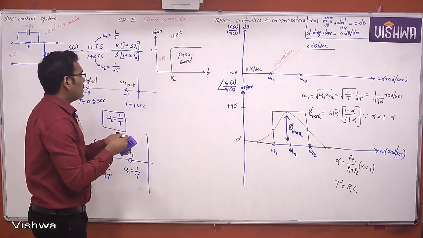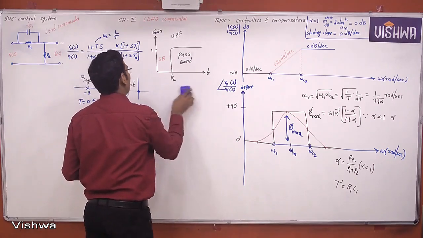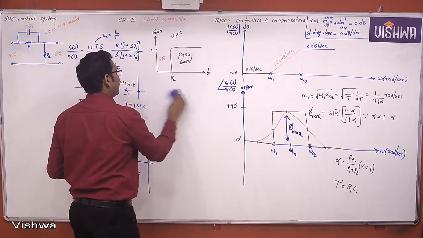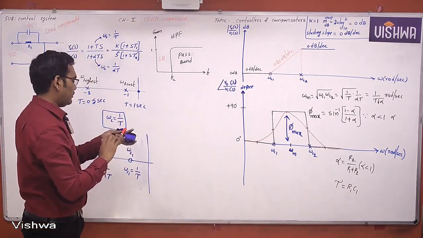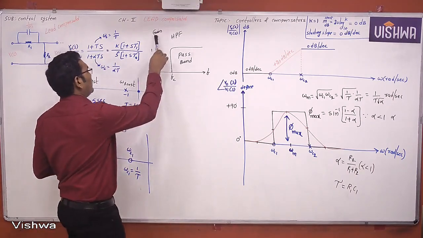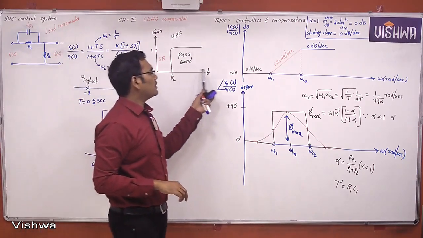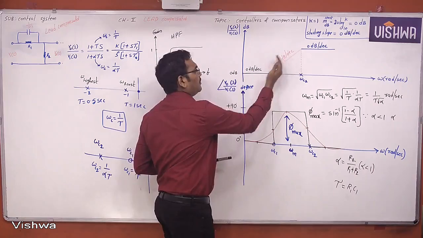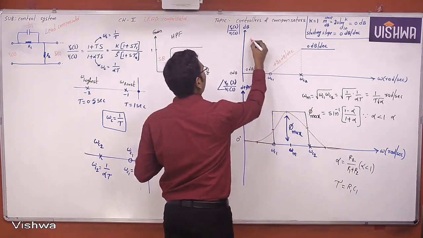So this is the gain versus frequency characteristics of a high pass filter. Now this is the high pass filter, and it is similar to the gain versus frequency characteristics of which compensator? Lead compensator.